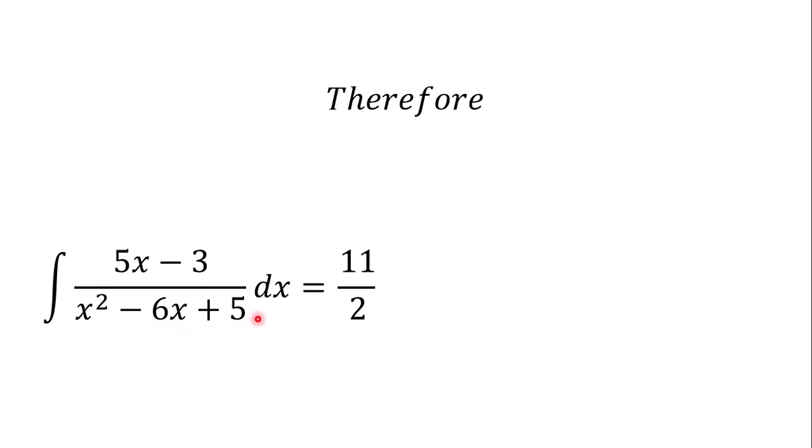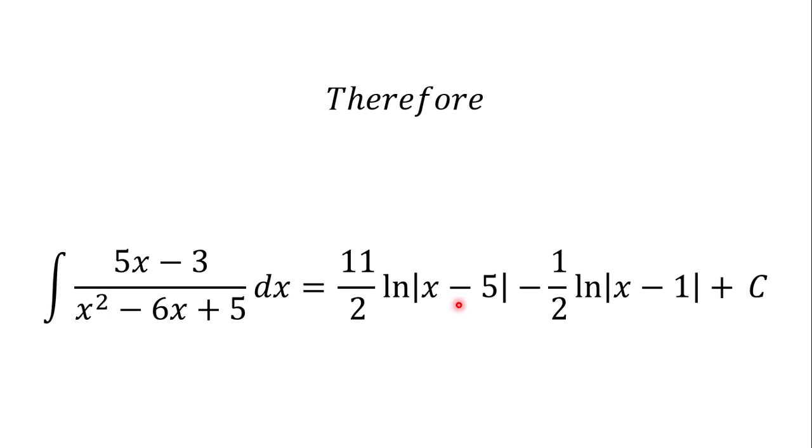So therefore the integral of 5x minus 3 divided by x squared minus 6x plus 5 dx is equal to 11/2 natural log absolute value of 4x minus 5, minus 1 over 2 natural log of absolute value of x minus 1, plus c. So this is the answer to this integral problem here.